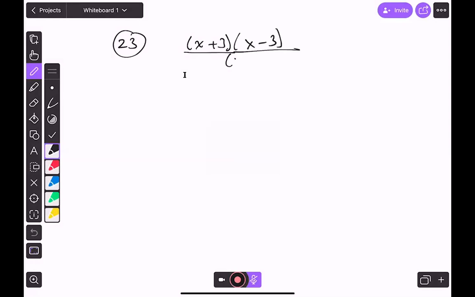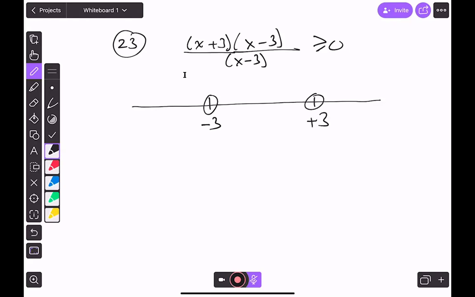And factor the bottom, and list the zeros. What are the zeros at the top? Plus or minus 3. What are the zeros at the bottom? 3. That's already listed. Let's go through it.